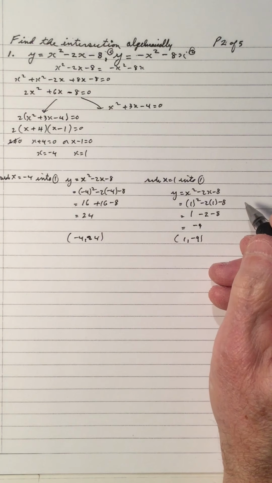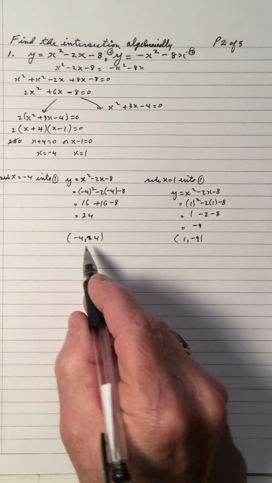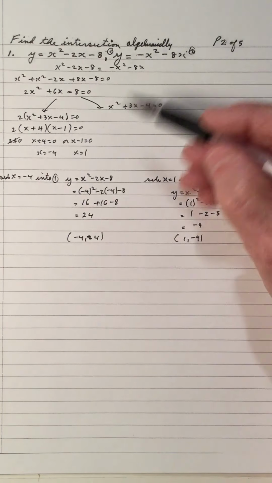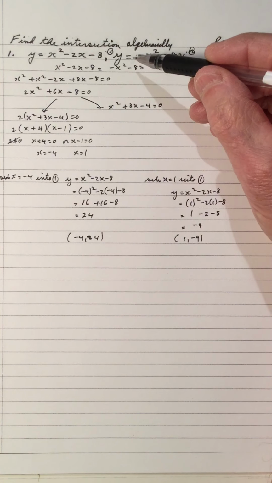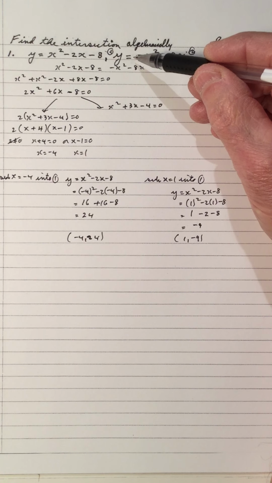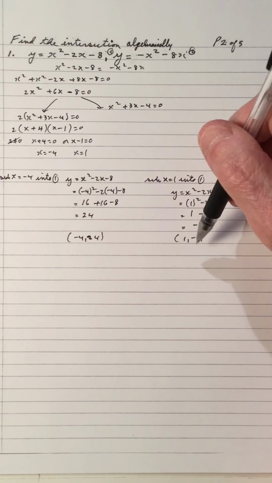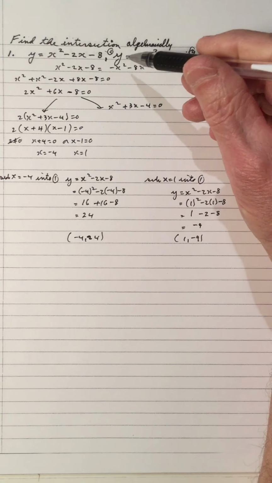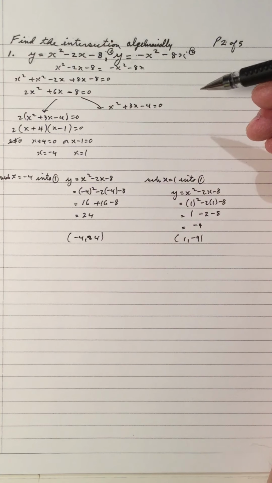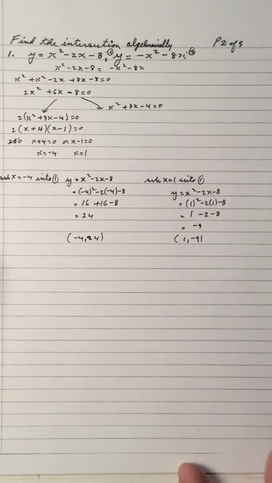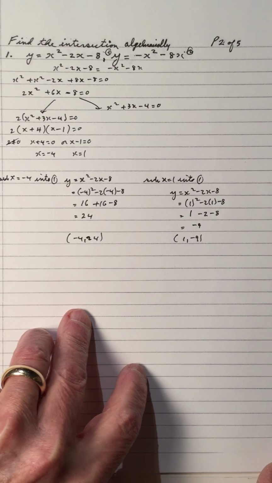So there are 2 points of intersection. If you take either one of these points and sub it into this equation, it will be true, and if you sub it into this equation, it will be true. If you take this point and sub it into both equations, they'll be true. So there are 2 solutions, so the 2 parabolas intersect.